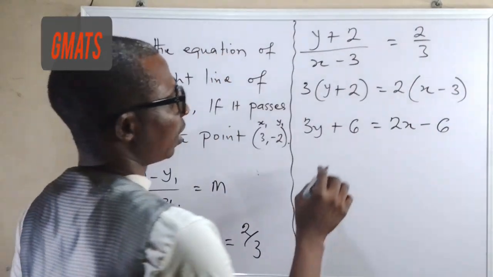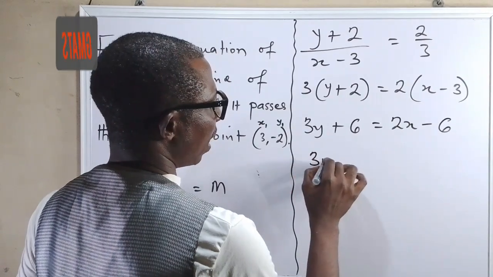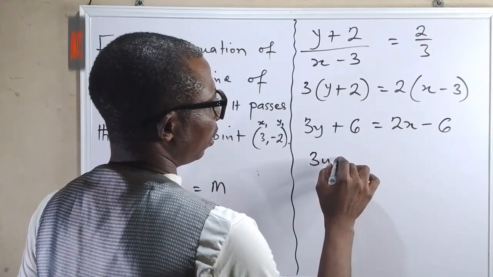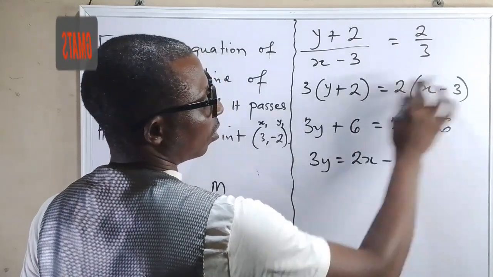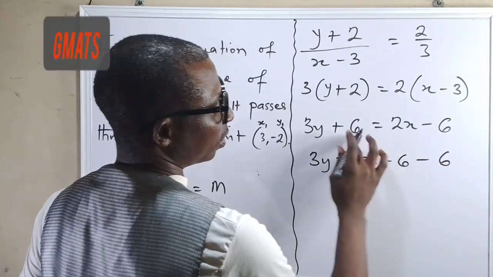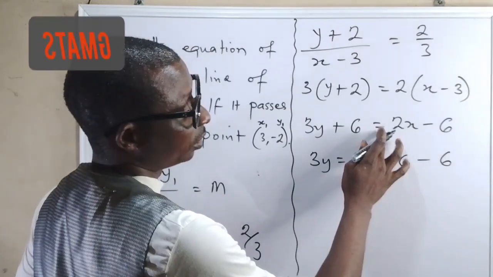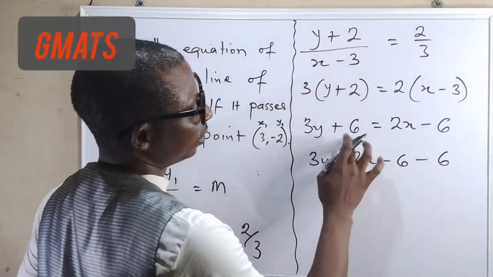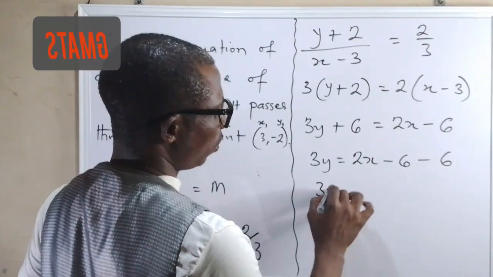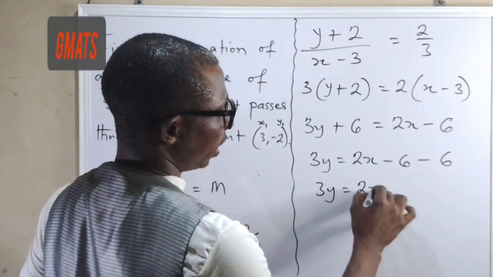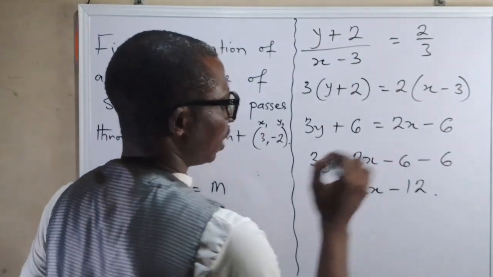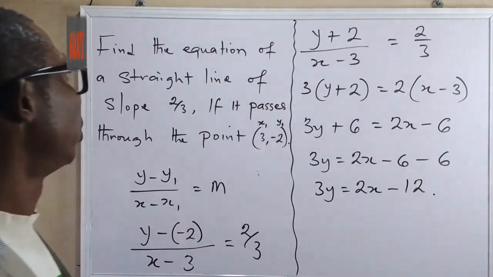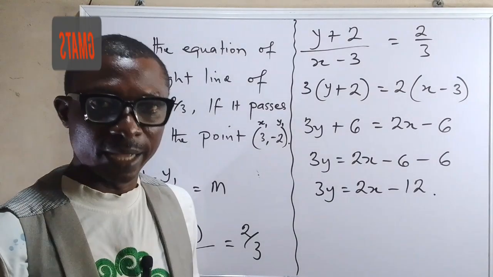All right, so we have 3y equals 2x minus 6. Now when this 6 comes here, it becomes minus 6 as well. Once it crosses the equality sign, the sign changes. So we have 3y equals 2x minus 12. So that is going to be the equation of the straight line.